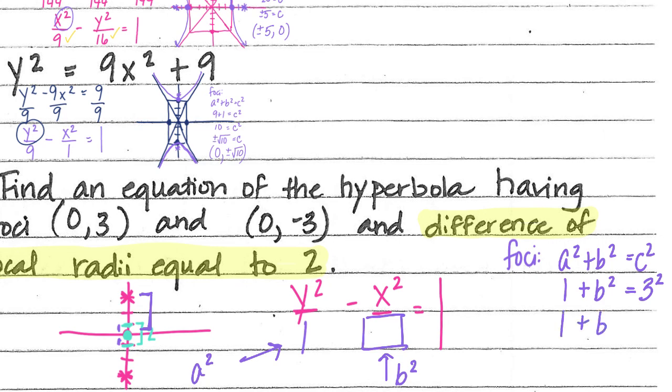So 1 plus what is going to give me 9? Good, b squared is equal to 8. So all I need is that 8 right there. And notice my equation is y squared over 1 minus x squared over 8 is equal to 1. And that's the equation that we're looking for, a hyperbola.